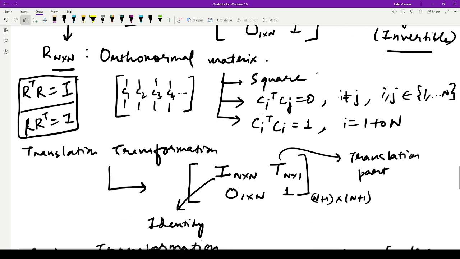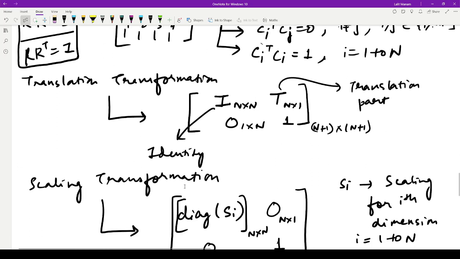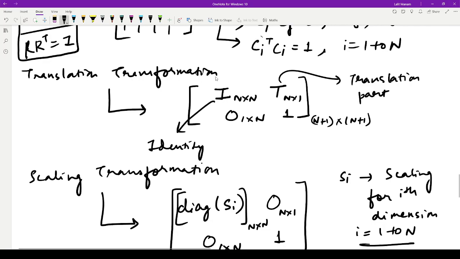Okay. What about translation and transformation? Is this an invertible matrix? Can anyone say it intuitively? Yes, no?